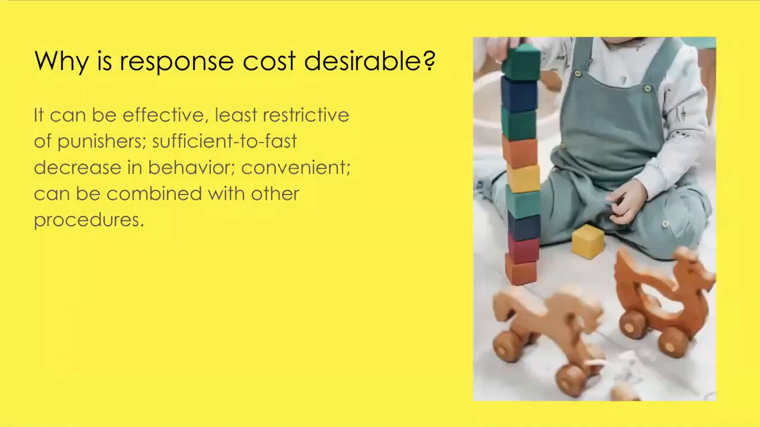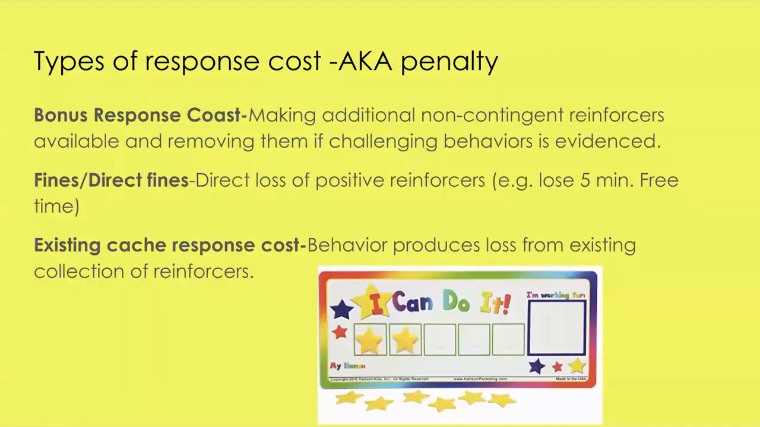So why is it desirable? It can be effective. It's the least restrictive of all punishers that exist. It's sufficient to cause a fast decrease in the behavior. It is convenient, and it can be combined with other procedures, such as reinforcement, hopefully. The types of response cost or penalty that exist: bonus response costs, making additional non-contingent reinforcers available and removing them if challenging behavior is evident.